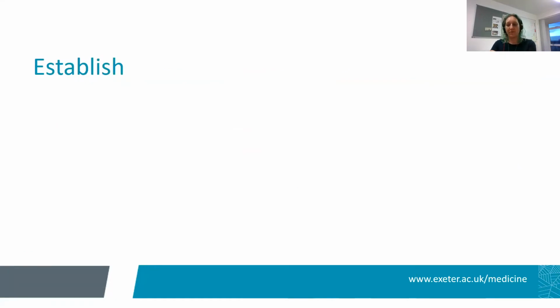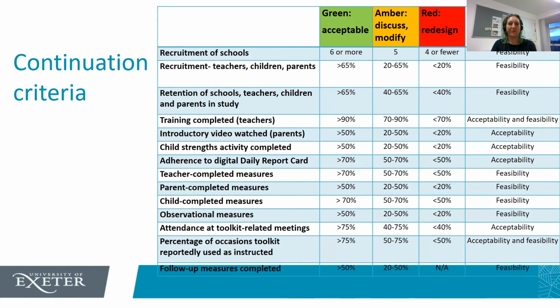So to establish whether or not I've met my aims at the end of the 5 years and it is feasible and acceptable, I have this thing called continuation criteria, which is basically a table of percentages. So we're tracking who's doing what in the toolkit, and also who's doing what in terms of what we're asking them to do for the research side of assessing the toolkit. And then we have these traffic light criteria where if we meet the green criteria, then it means go for it. Let's do a full trial and see if this is effective.